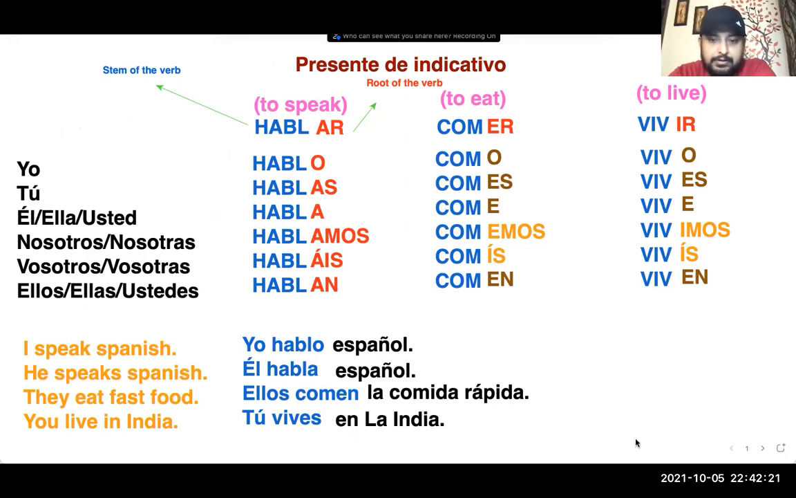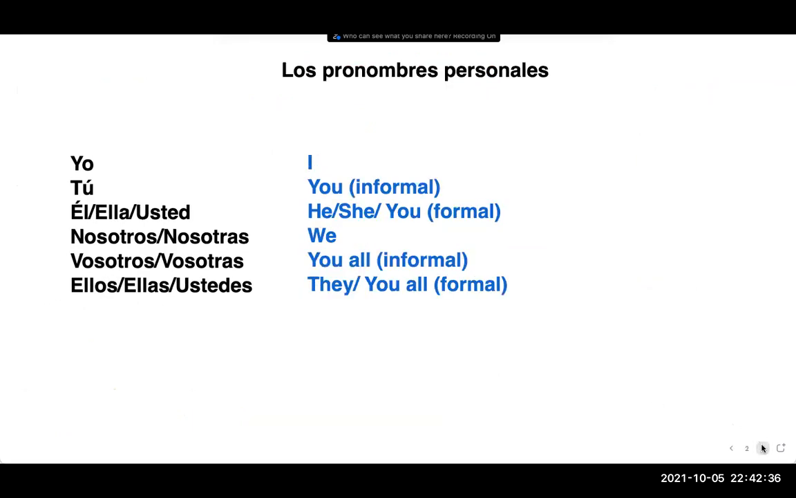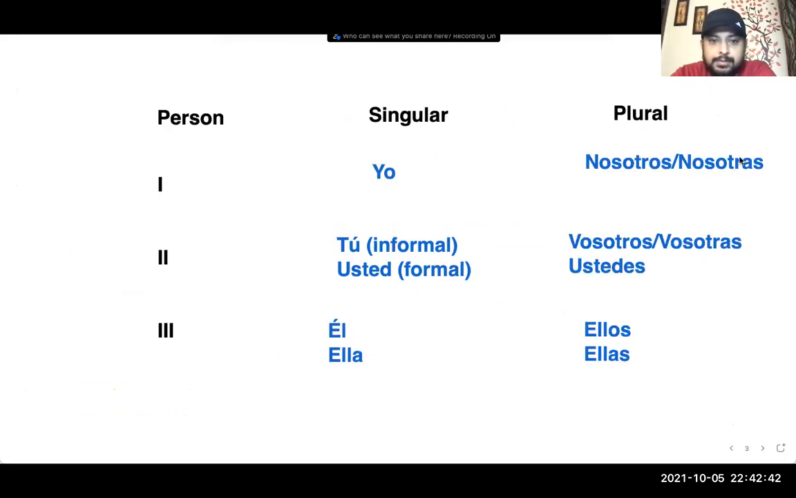The next video, we will study about different uses of present tense. So I will go with the slides again. This is present tense, presente de indicativo. These are few examples. These are pronombres personales and los pronombres personales, the meaning. First person, second person, third person.